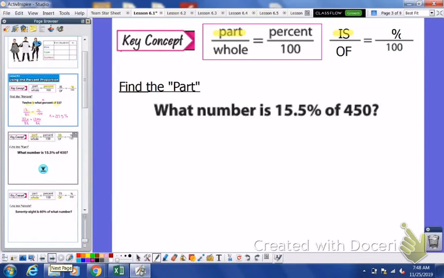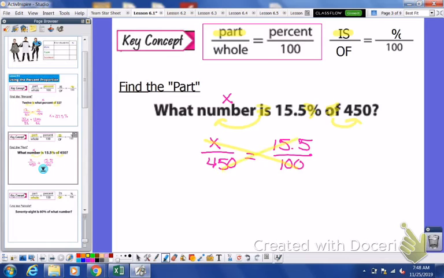Next up, we want to find the part. So we have what number is 15.5% of 450, and there's our percent. We see that what number is our x. Again, we're going back to that is over of equals percent over 100. So just filling in what we know. Is our unknown, of is 450, equals our percent is 15.5, and that is always over 100.